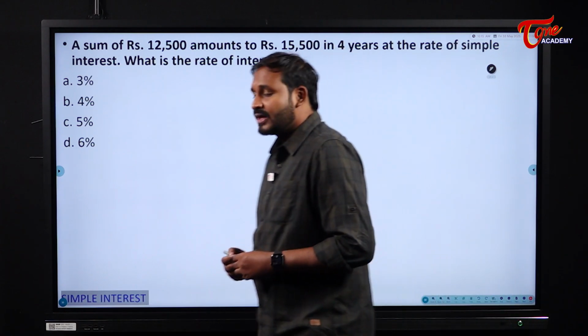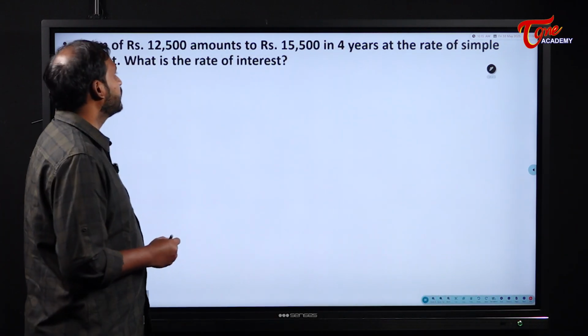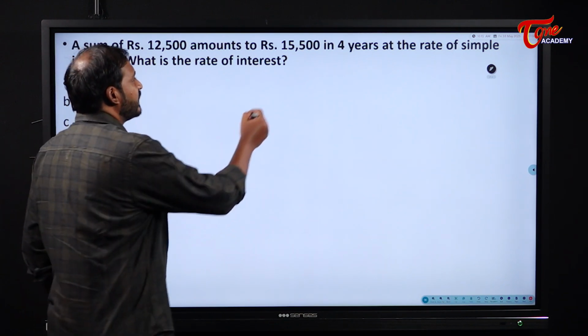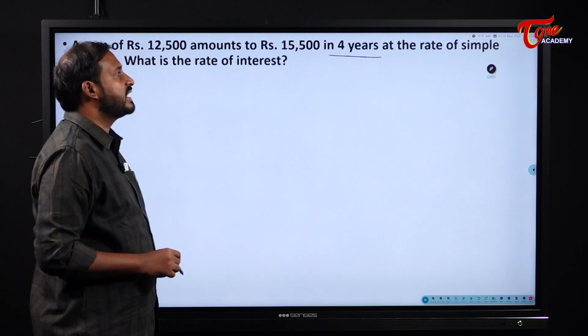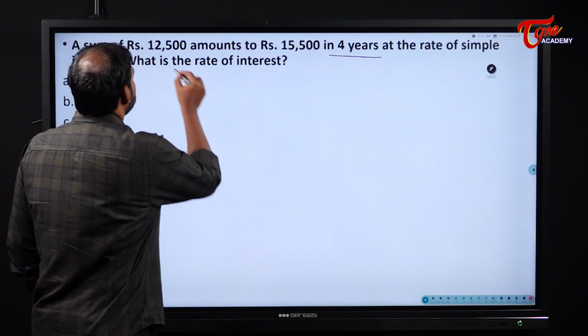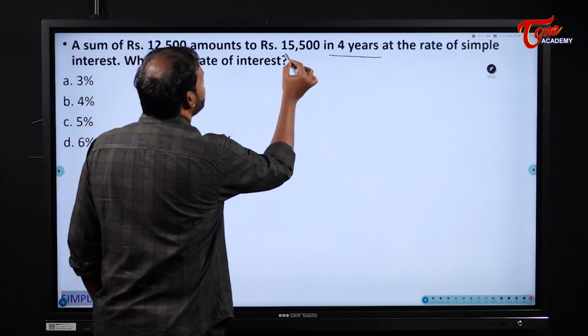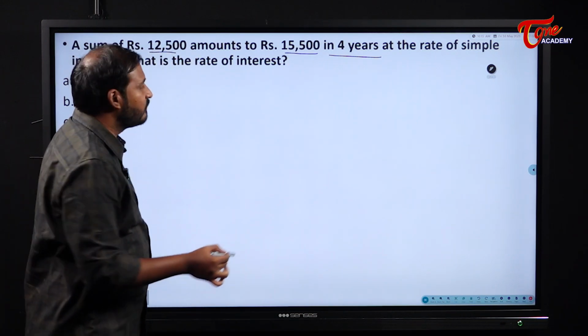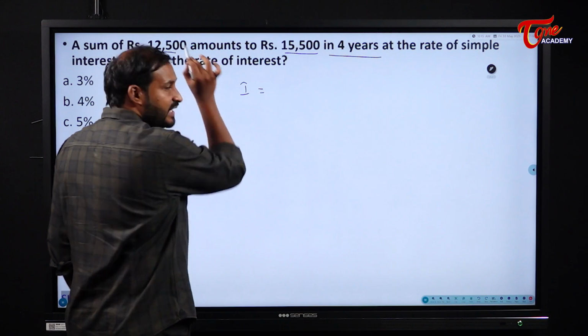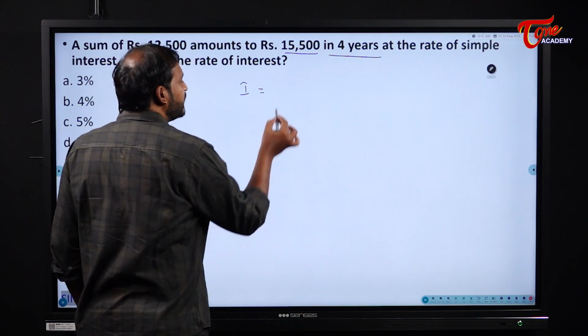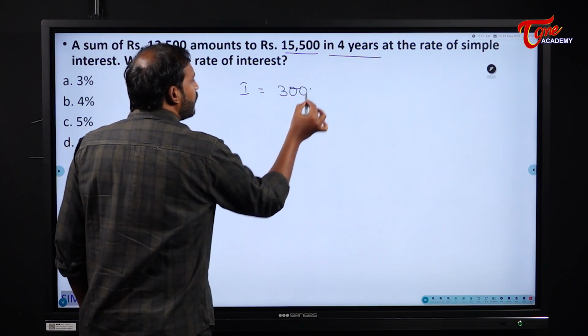See here. A sum of money, rupees 12,500, amounts to 15,500 in 4 years at the rate of simple interest. What is the rate of interest here? Now see here student, it is amounting from 12,500 to 15,500. So what is the interest which is earned here? Tell me, 15,500 minus 12,500. What is it? 3,000. Okay, 3,000.